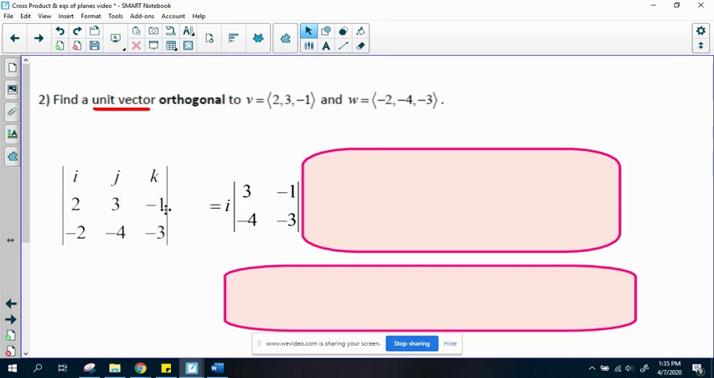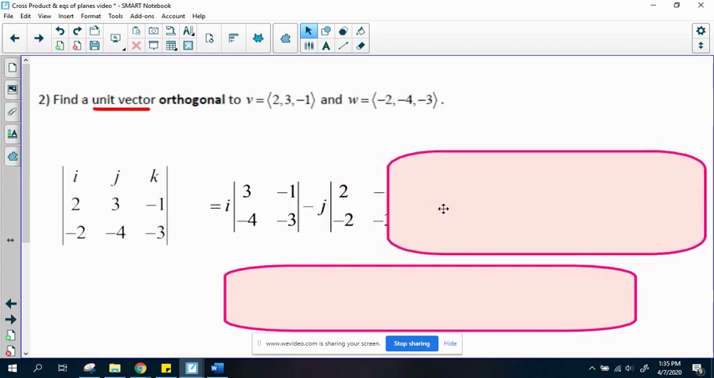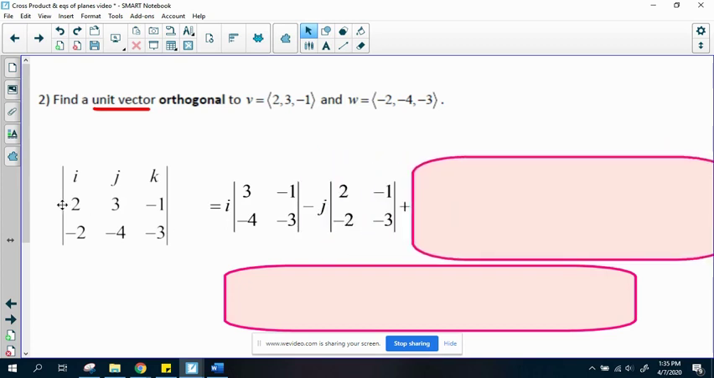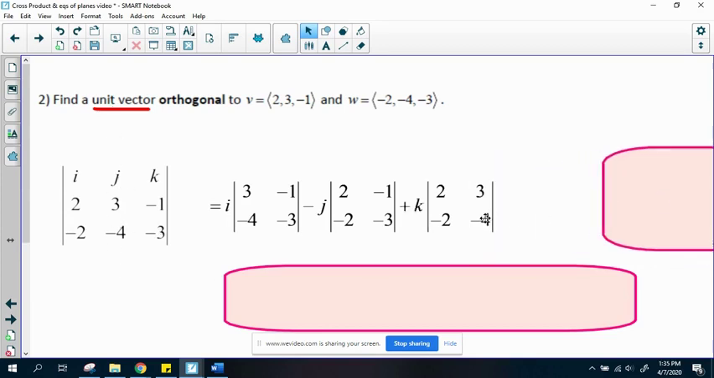These are very simple, but with multiplying negatives and subtractions, we sometimes make silly mistakes. Okay, and I'm going to set up the j determinant with the 2, negative 1, negative 2, and negative 3. I'm leaving out this column. And lastly, the k, 2, 2, and 3, negative 2, negative 4.